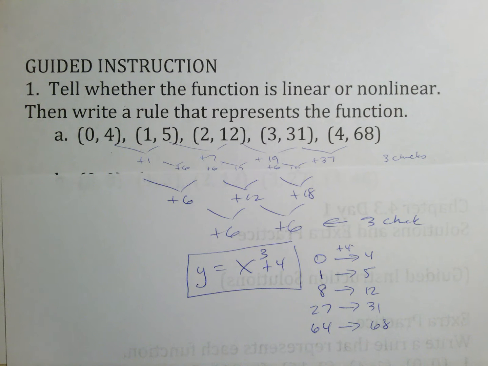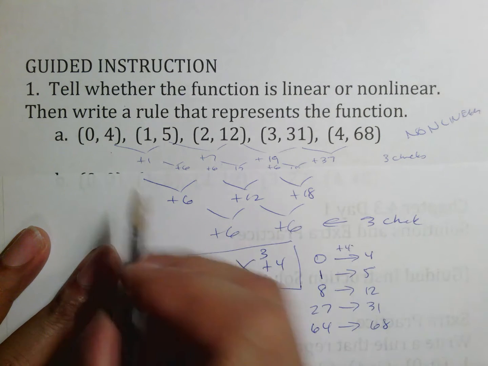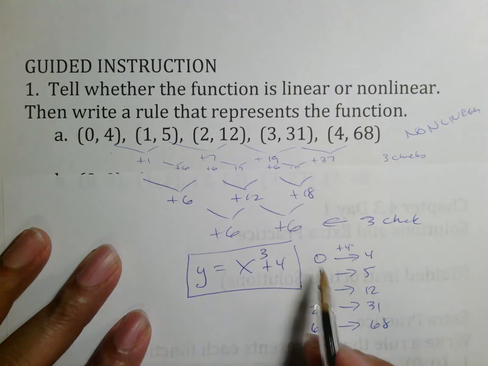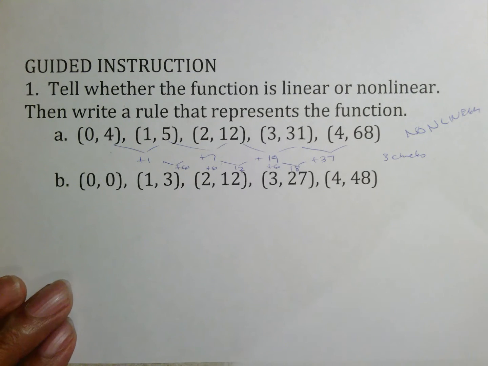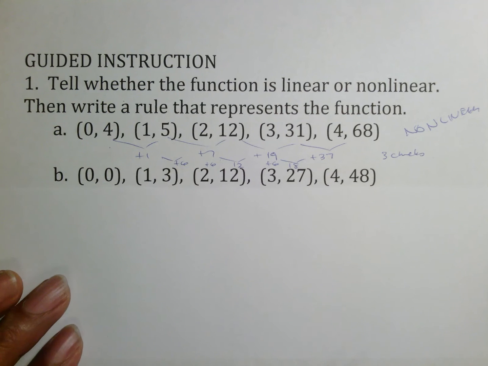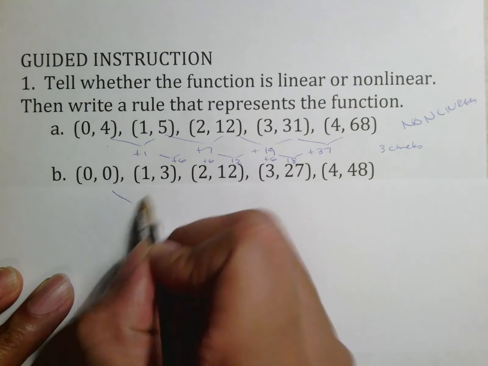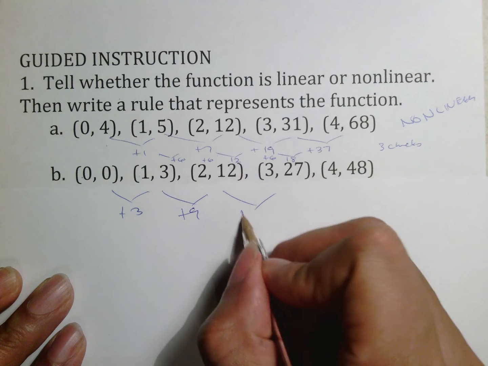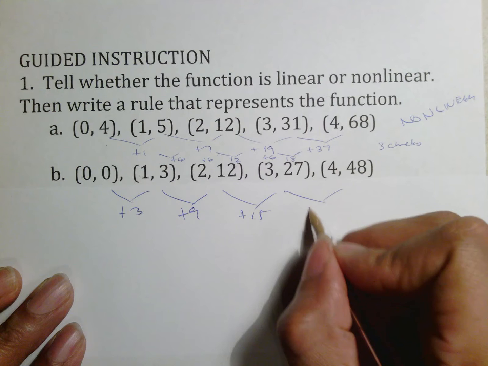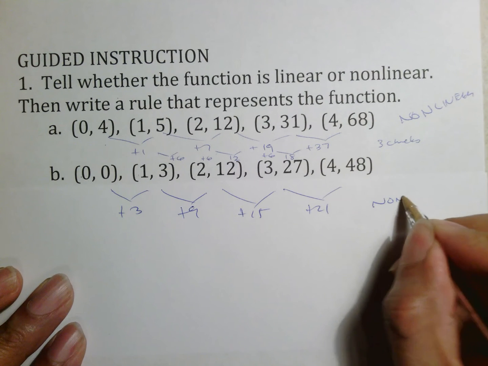Alright. So again, do your common difference check, and by the way, this is nonlinear because your first check did not work. It's linear if your first check works. It is nonlinear if the first check does not work. So let's check this one here on B. Again, 0, 1, 2, 3, 4 is good. This is plus 3, plus 9, plus 15, plus 21. Nonlinear.